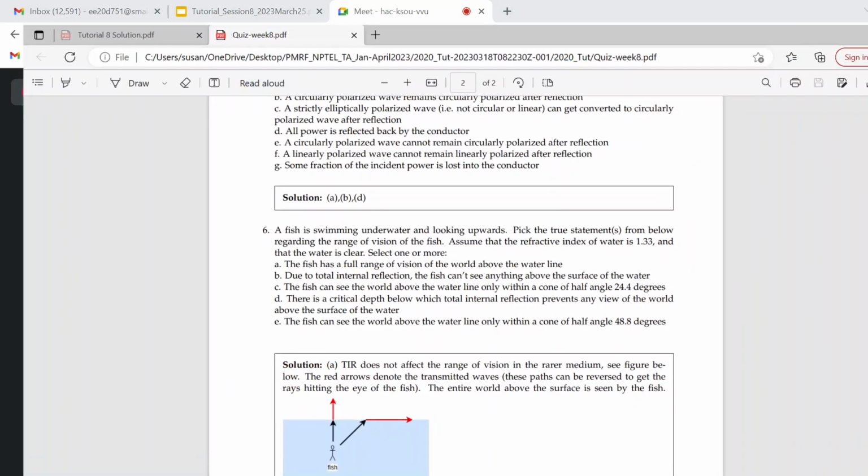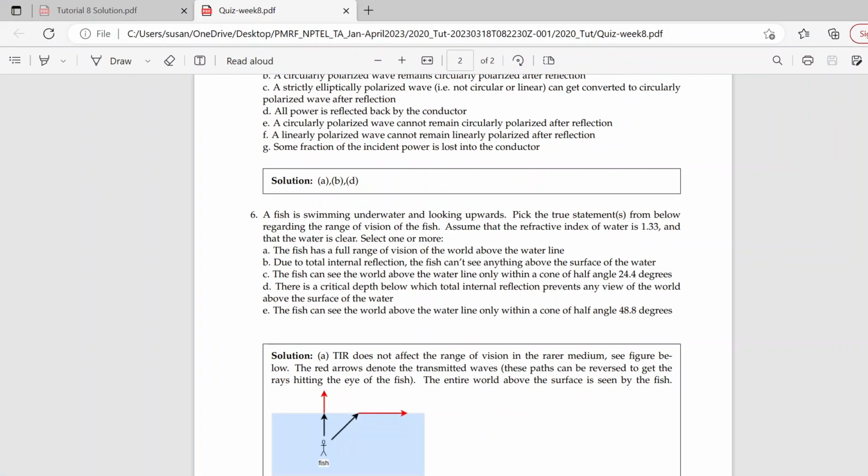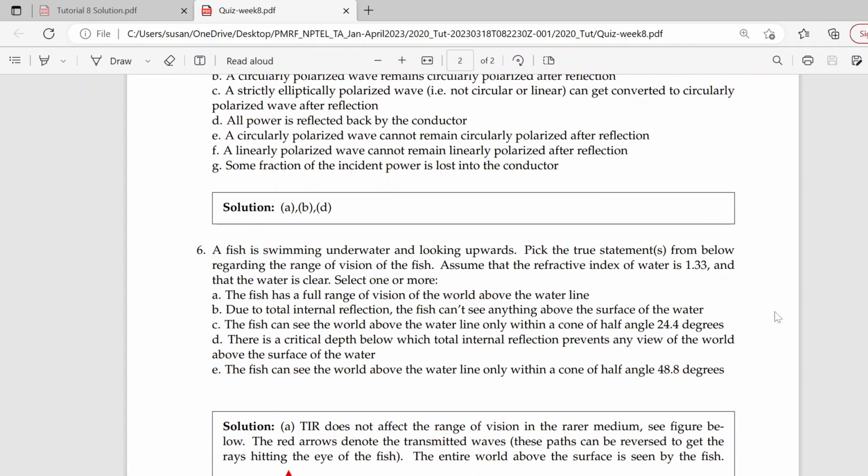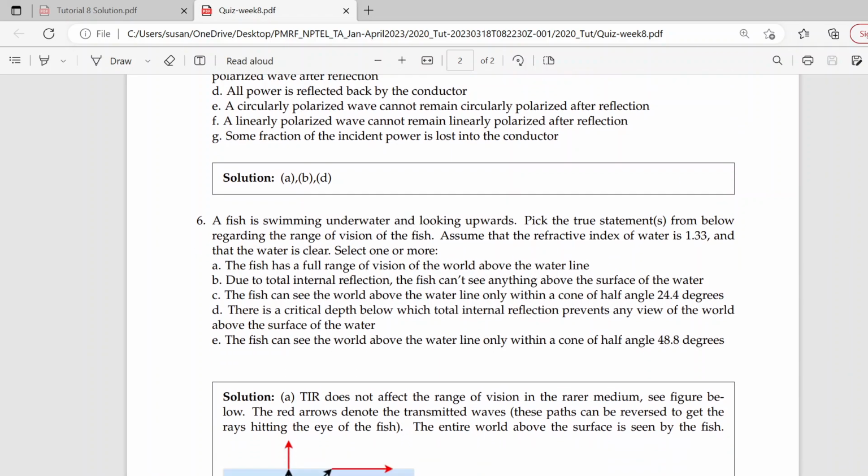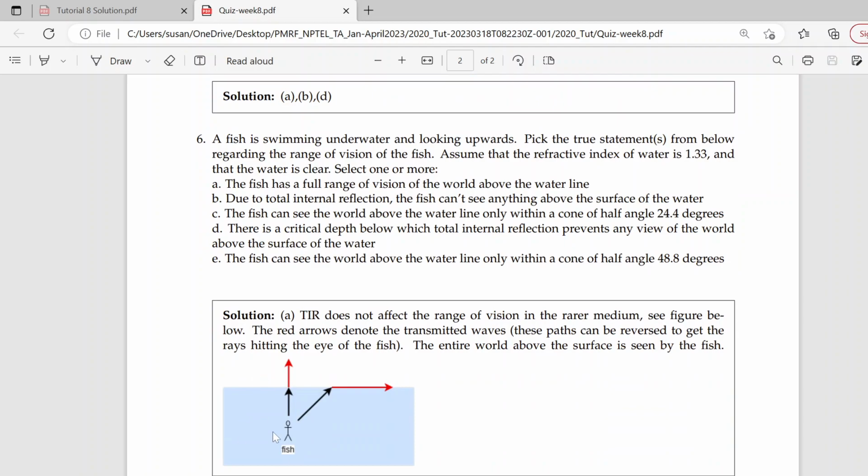That is the question. To answer this question, see the total internal reflection. So when we say total internal reflection, if you look at this figure over here, this arrow shows, so the black arrow and the red arrow. So the red arrow is showing the transmitted wave.